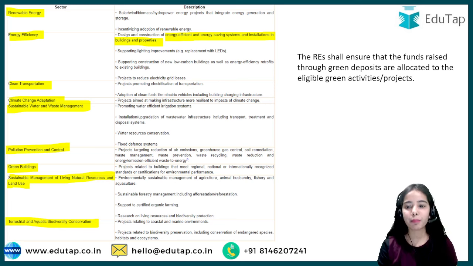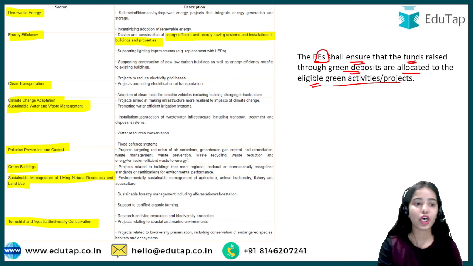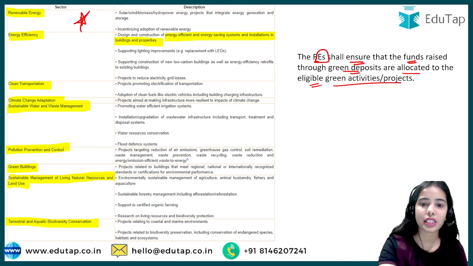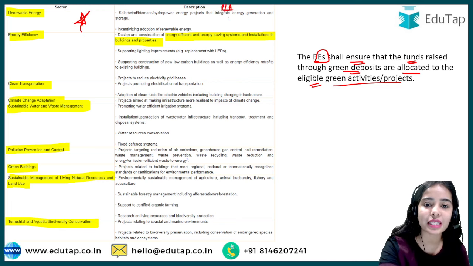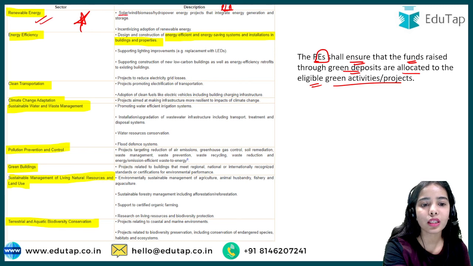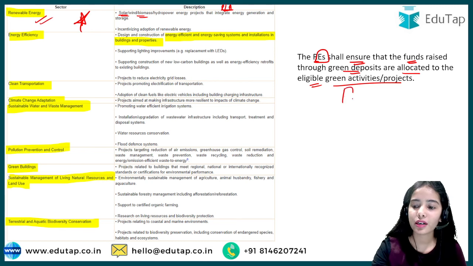So this is the complete list, and the REs shall ensure that the funds raised through the green deposits are allocated to the eligible green activities or projects only. So these are the eligible sectors of the green activities or projects, and here the projects or the activities have been mentioned. So the renewable energy sector, that is the green finance sector. So the solar, wind, biomass, hydropower energy projects, for financing such projects, the green deposits can be utilized.